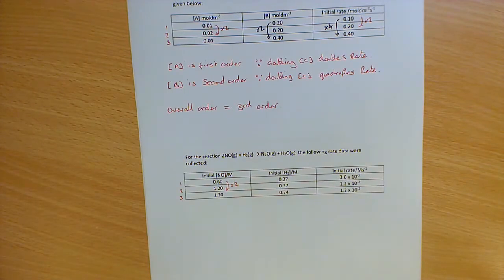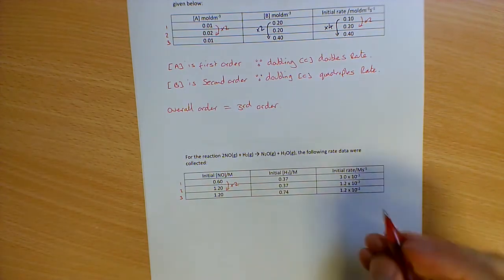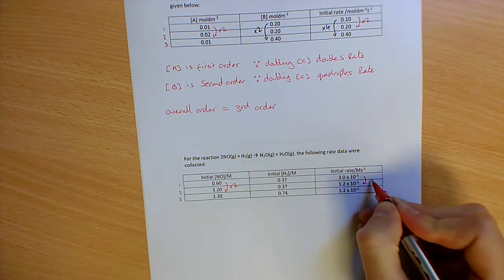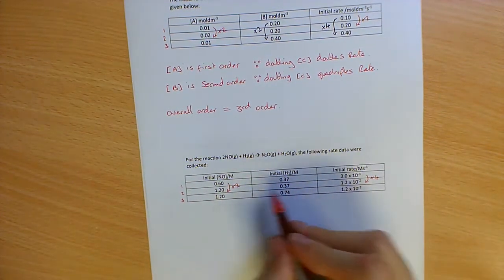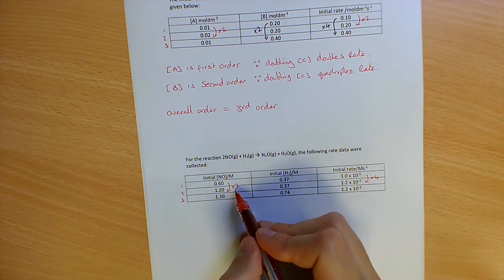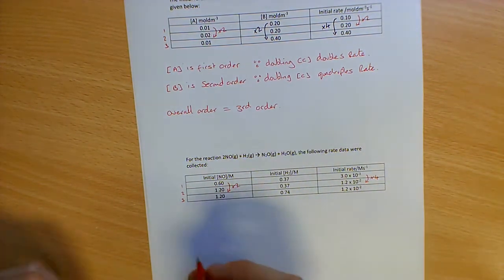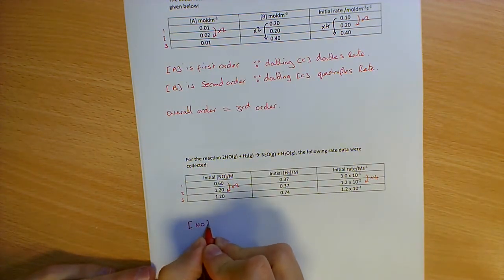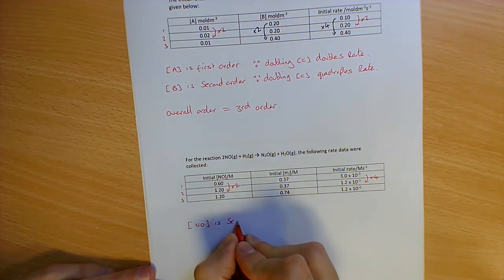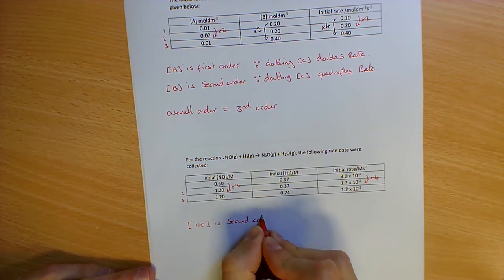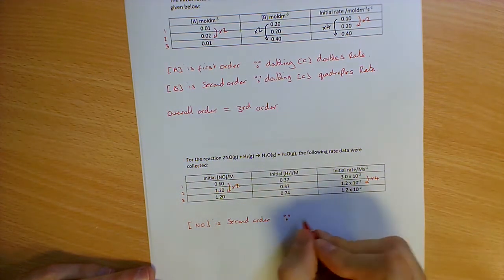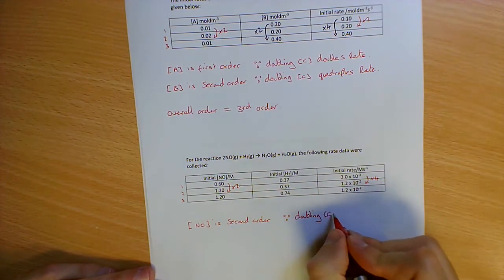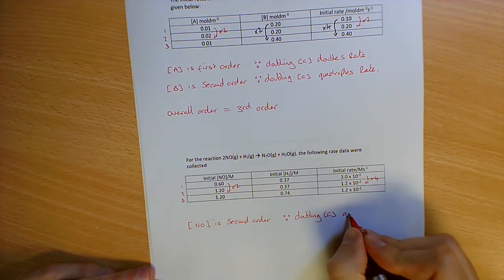And what effect has that had on our initial rate? Our initial rate has increased by a factor of 4. Again, the rate increased by the change in concentration squared, so that tells us that the nitrogen oxide is second order, because doubling concentration quadruples the rate.